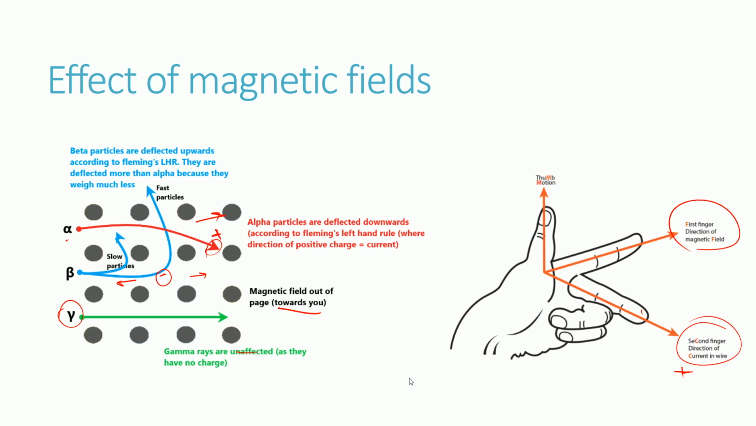The most important thing, remember, is conventional current being used with that middle finger, or that second finger, and so that's why you have to reverse the direction in which these beta particles are moving.